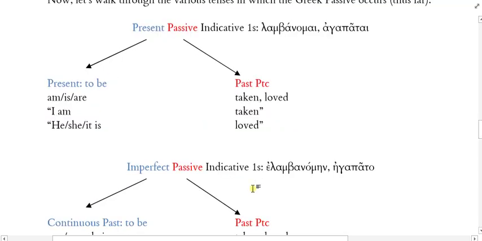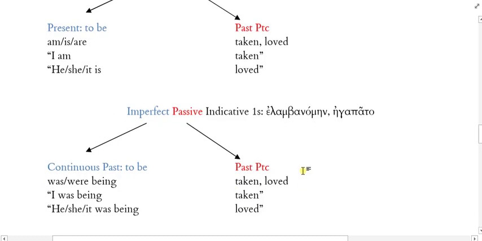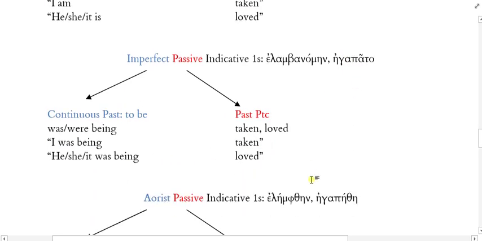All right? If it's the imperfect passive indicative, then what am I going to do? I'm going to take which form of to be? Since the imperfect is past and continuous, typically, then I'm going to use that for my form. Was being, were being. And then I still use the same past participle form on the right side. So I was being taken. That's the imperfect. He, she, or it was being loved. All right?